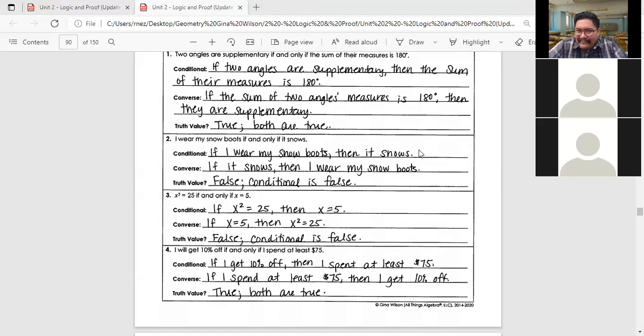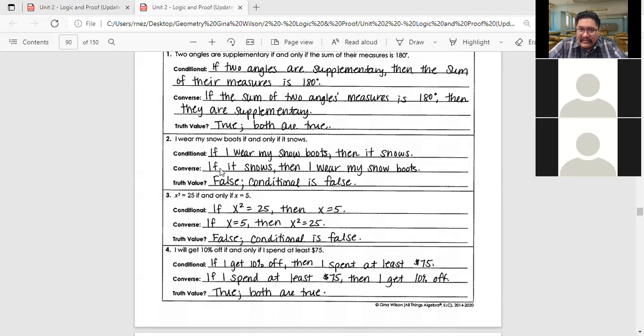Okay, you might have to think about that one, but it doesn't really seem to make sense at first. If it snows, then I wear my snow boots. Again, converse means that we switch the order. If it snows, then I wear my snow boots. So this is an example of one that is not reversible. I was talking about how some of them can be reversible. This one is not, and again, you have to think about it at first.